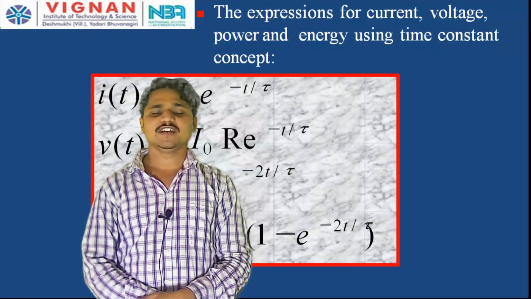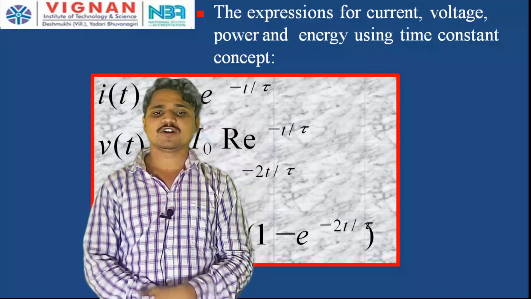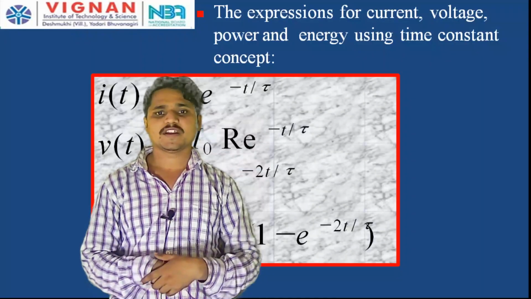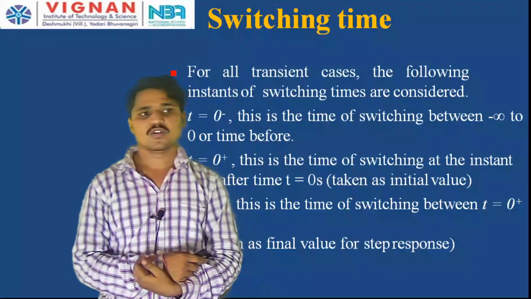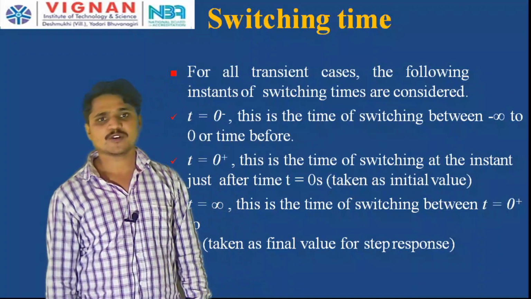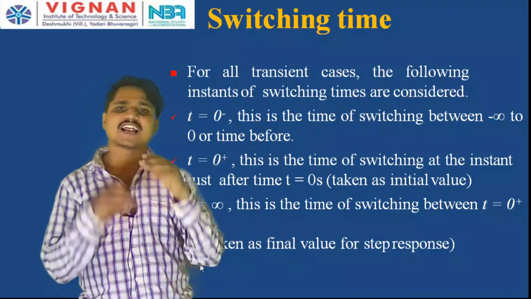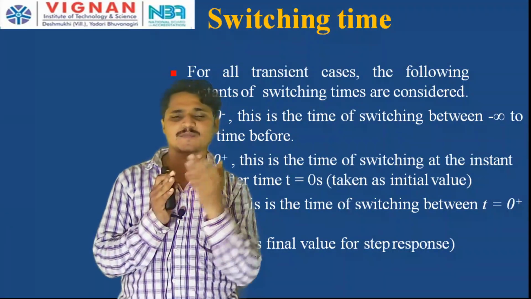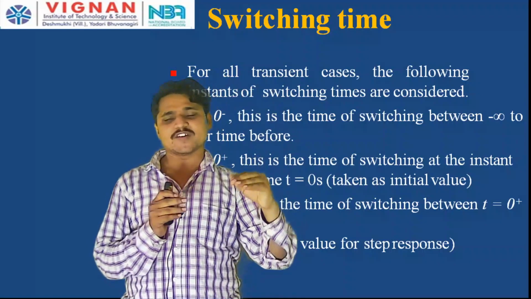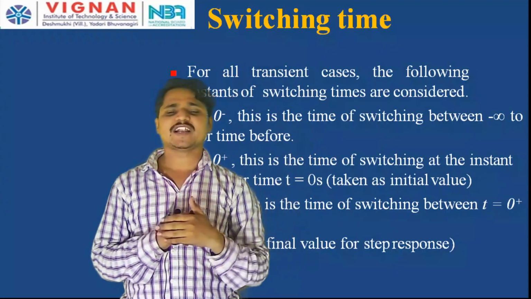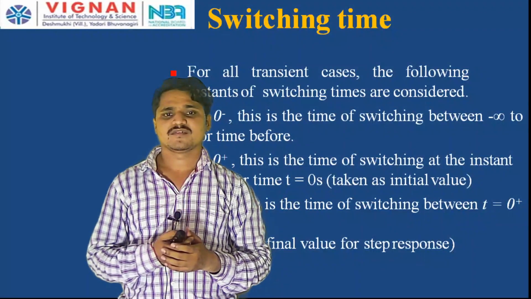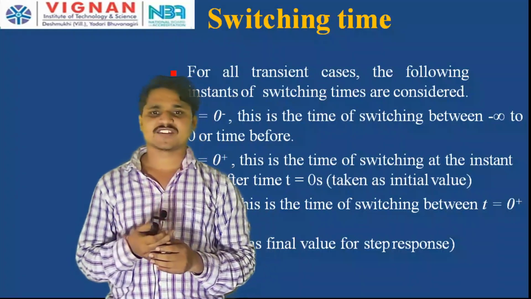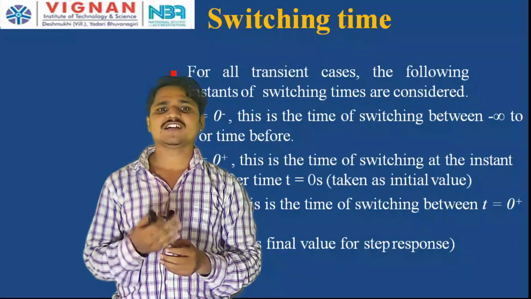Energy W is equal to the integral of 1 by 2 into L into I naught square into 1 minus e to the power of minus 2t by tau. Now, coming to the switching time. For all transient cases, that means whenever the switch is opening or closing, the immediate response we call the transient response. For all transient cases, we have to consider some times.